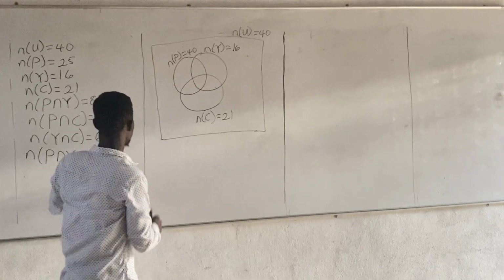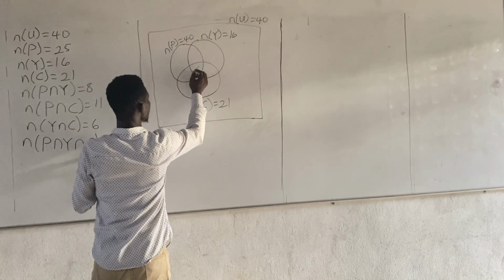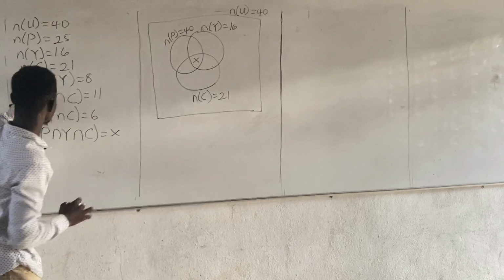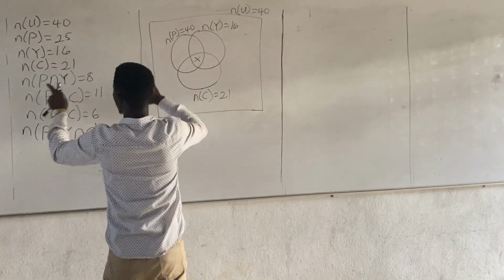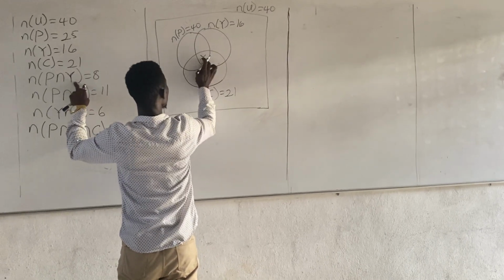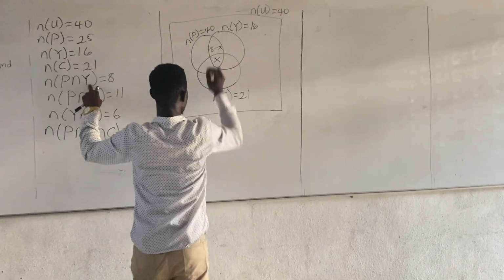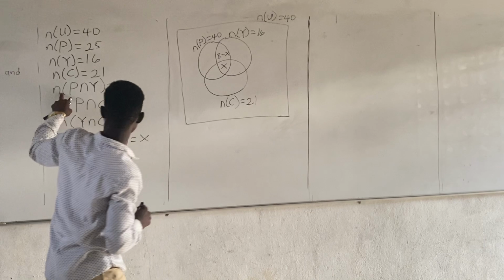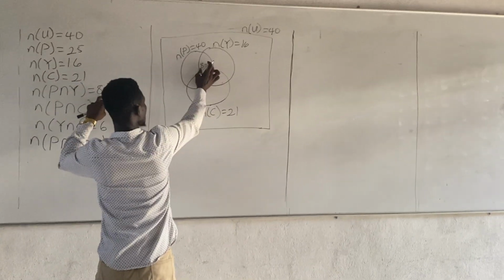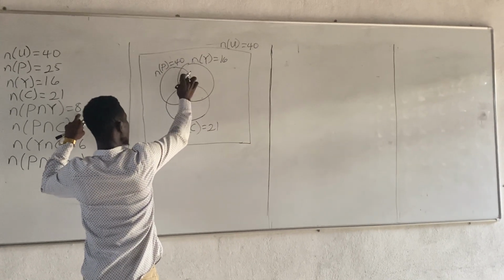When you have this, the first thing to represent is the intersection of all three. In this case, the intersection of all three is unknown, and we represent it by a letter. So this is X. And then you go for the intersection of the two. We have plantain and yam. Here is 8. So the X is part of the 8, so you say 8 minus X. If the question had said plantain and yam only, then you would not have to subtract this X from the 8. So this region represents plantain and yam only.